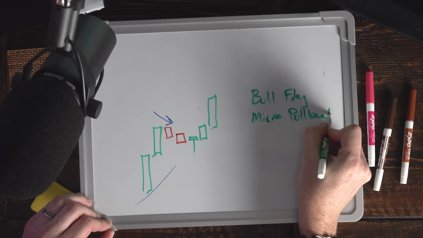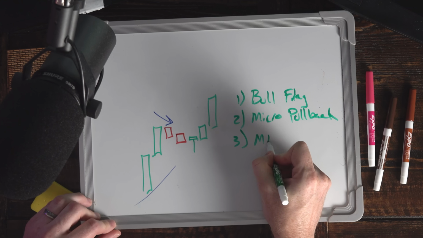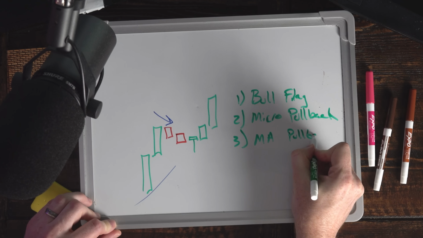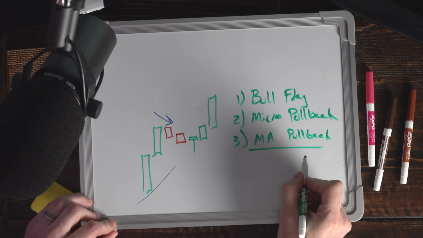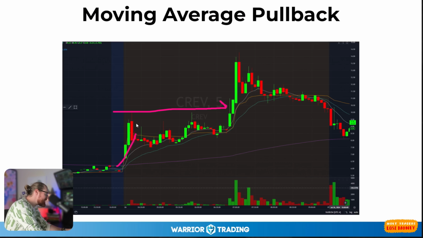All right, so these are the two that I would be trading first and second. And then the third is the MA pullback. The moving average pullback occurs typically when the price breaks out, as it did on this stock here. This is the one I traded today. It breaks out and then it pulls back quite a lot.